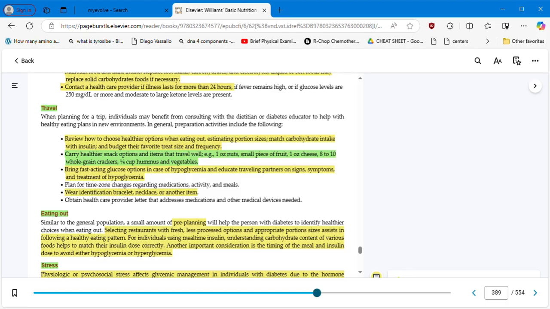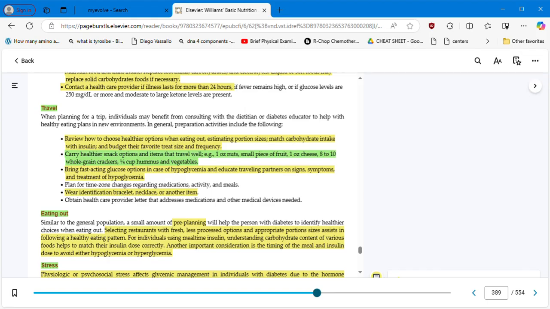And educate traveling partners on signs, symptoms, and treatments of hypoglycemia. Yes, I told you about the incident in the airplane when I had a person sitting next to me with a hypoglycemic event. Wear identification bracelets, necklaces, or another item.